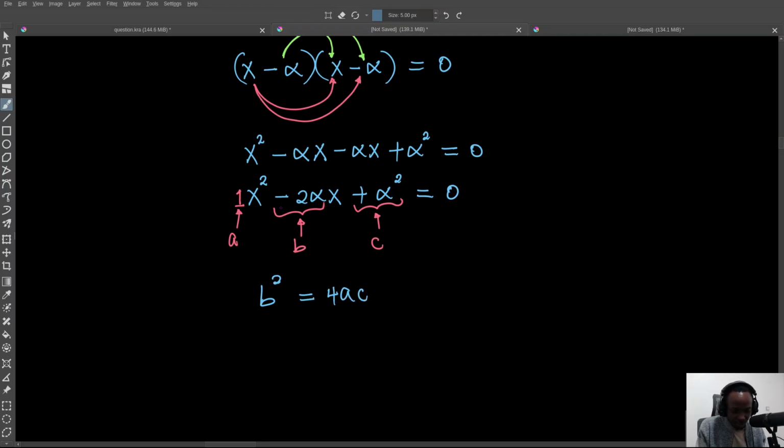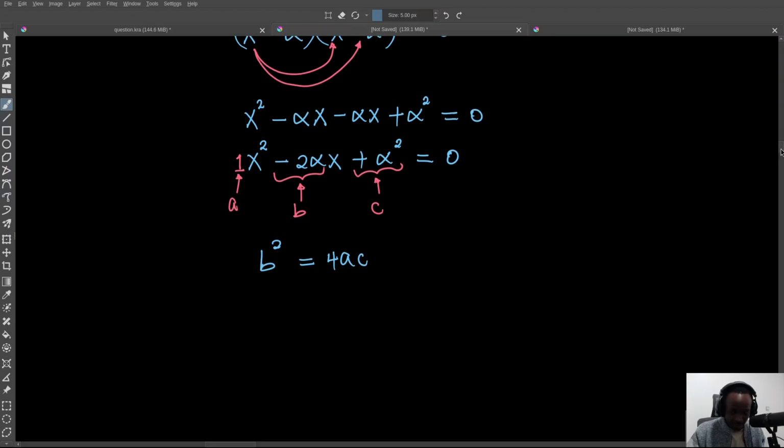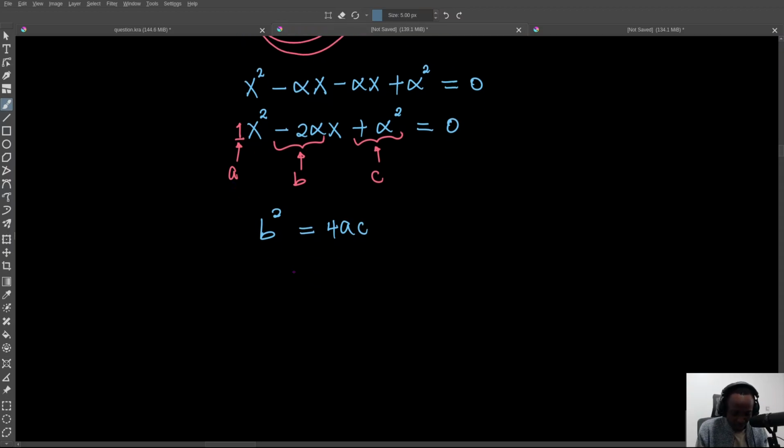And to prove it, since we've already expanded this, now we can say what is the value of b squared. b squared is going to be, we take our value of b, which is negative 2 alpha, and then we are squaring that. So what does this become? This is negative 2 alpha multiplied by negative 2 alpha, and this is going to give us negative 2 by negative 2 will give us positive 4, and then alpha by alpha will give us alpha squared.